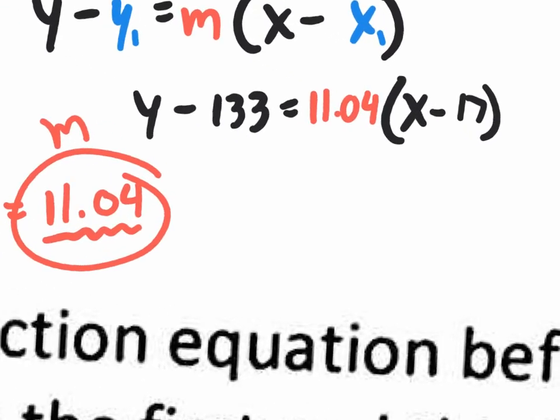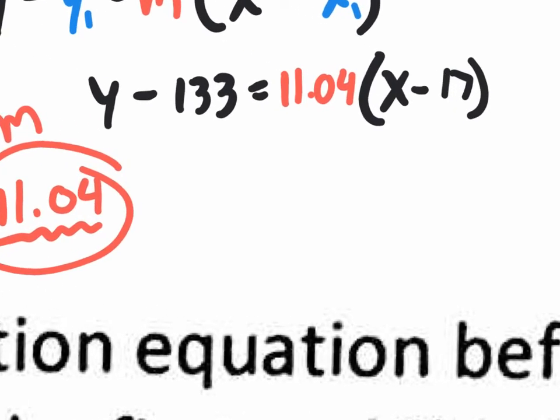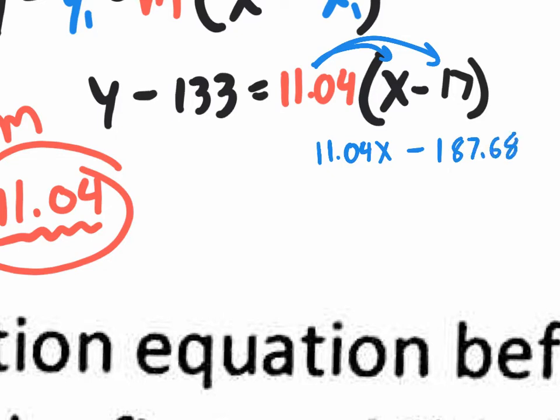Now, I believe you're not going to see this point-slope form equation on the multiple choice. I believe they changed it to slope-intercept form. So you'd have to distribute 11.04 times x. That'll be 11.04x. 11.04 times 17. Could somebody give me that value, please, on a calculator? 187.68. Thank you for the calculator help.